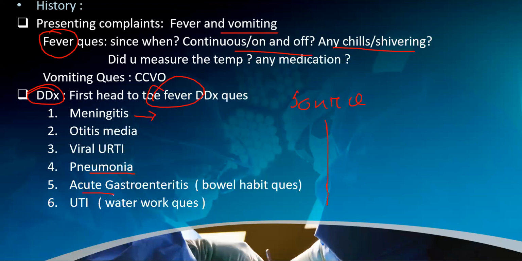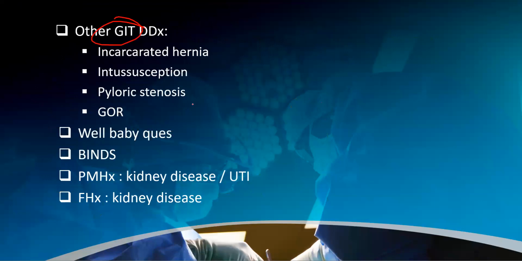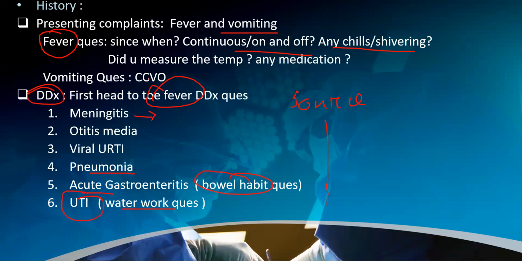After that, you go to the gut or abdomen. For acute gastroenteritis, you ask all the bowel habit questions. For UTI, you ask all the waterworks questions. And then you will ask all other GIT differential diagnoses. So you're just flipping the history format, right? Previously, you started with GIT causes. Now you're starting with the non-GI causes and then going to the GIT causes. So that's the only difference between the previous and this format.